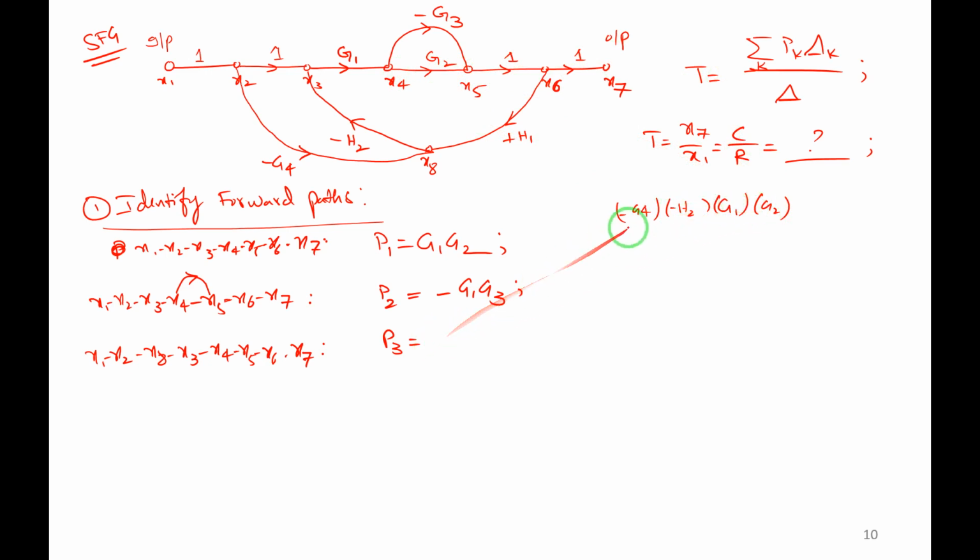I will write the final gain. Minus into minus it is plus. So it is G1, G2, G4, H2. I am writing in the order, that's all. I hope you are getting it. Then we'll try to find out if there is any fourth forward path.